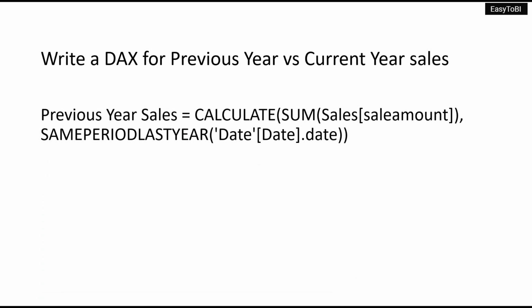The next one is the DAX which will give us the previous year versus the current year sales within a single formula. Here we can use the SAMEPERIODLASTYEAR function, which will help us get the previous year sales from a table. It is one of the easiest ways to get the details, and for comparison purposes we are using the date here.